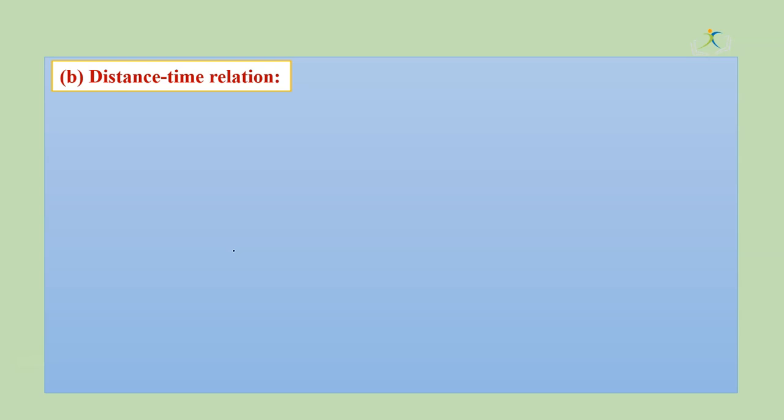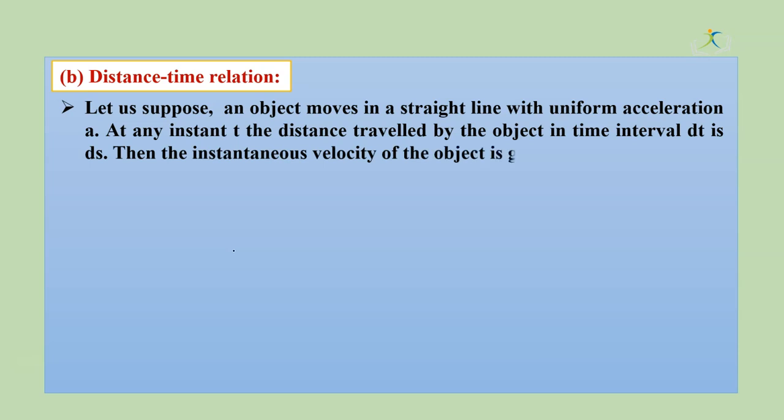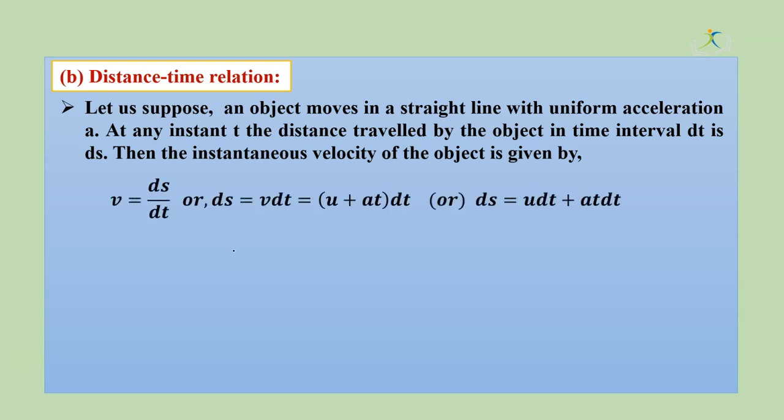Now, the second is the distance-time relation. Let us suppose an object moves in a straight line with uniform acceleration a. At instant t, the distance traveled by the object in the time interval dt is ds. Then the instantaneous velocity of the object is given by v is equal to ds by dt, or ds is equal to v dt, which gives the value u plus at, dt, or ds is equal to u dt plus at dt.